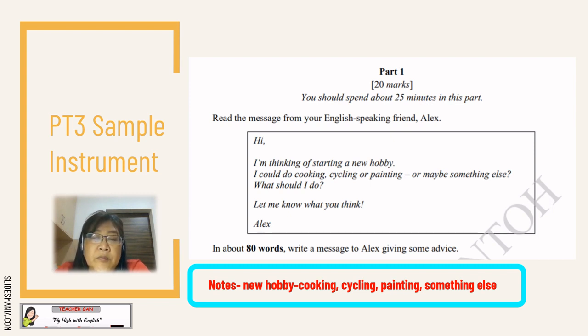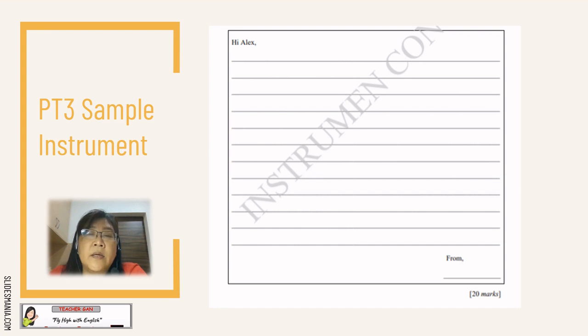So, pupils, here are the notes. Remember that it is a new hobby and there are several choices like cooking, cycling, painting, or something else. This is the place where you're going to write your answer. So the salutation or greeting is given, hi Alex, and then there are blanks, and at the end you have on the right from, and then you're supposed to write your name there.